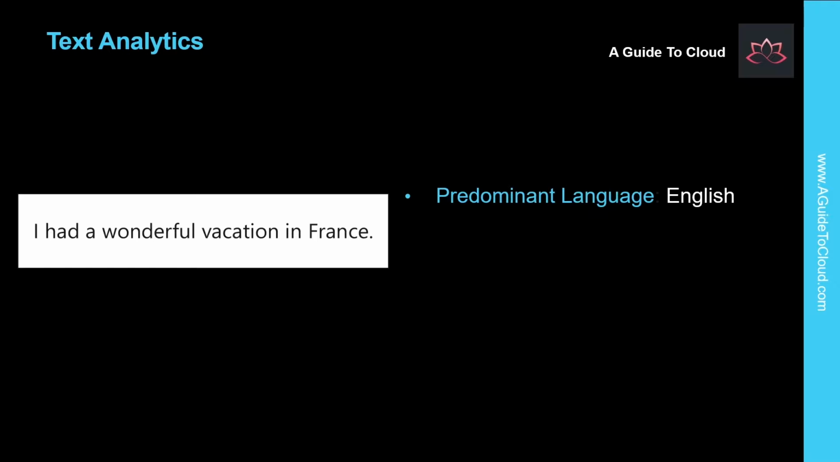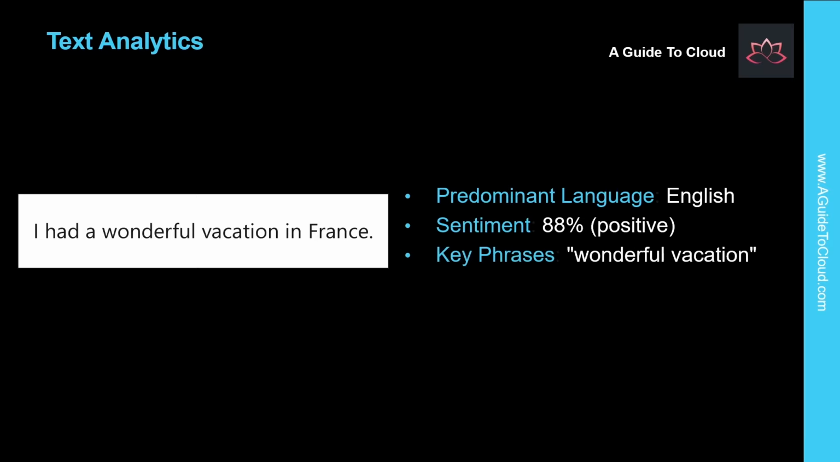And the next step is it can evaluate the sentiment of the text. As you notice, the sentiment is 88%, which is positive. And the next step is it can detect key phrases used in the text, such as wonderful vacation. And the last one is it can identify known entities that are mentioned, which is France. So let's look at the next example.